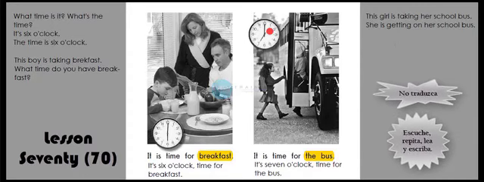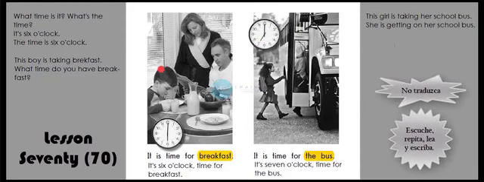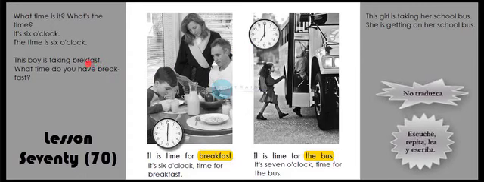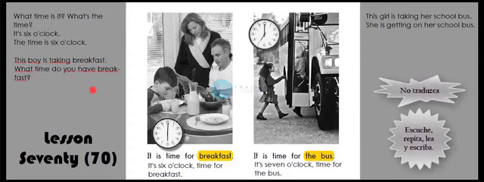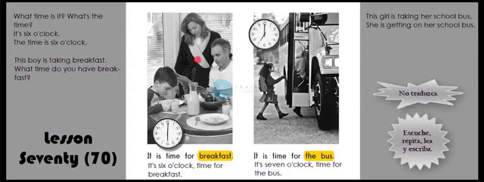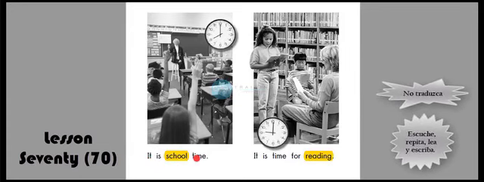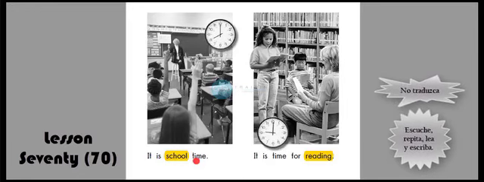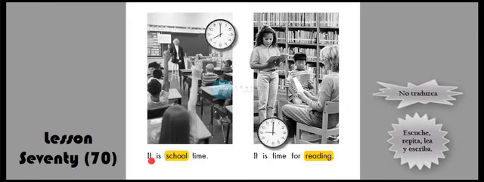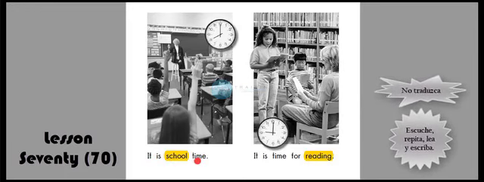Let's turn the page. Well, before turning the page, I'm going to correct a spelling mistake here. The A was missing. Yes. Good. It is school time. La narradora pudo haber dicho también, it is time for school.